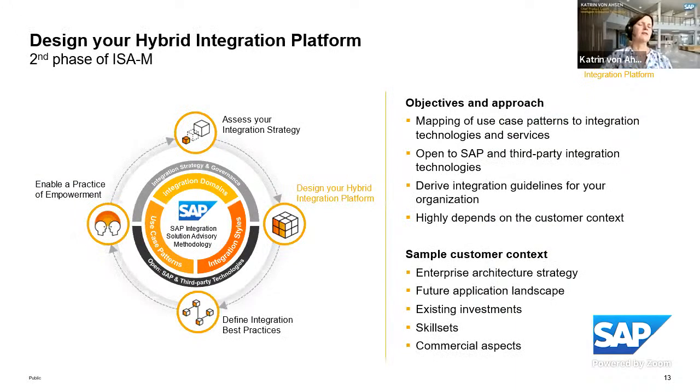Moving on to the second phase of ISAM, that's the design of your hybrid integration platform. In the phase before, you have defined the scope of integration requirements, right? What kind of styles and use case patterns you need to support. Now it's time to map those use case patterns to the respective integration technologies. This can be done towards SAP and also towards third-party integration technologies.